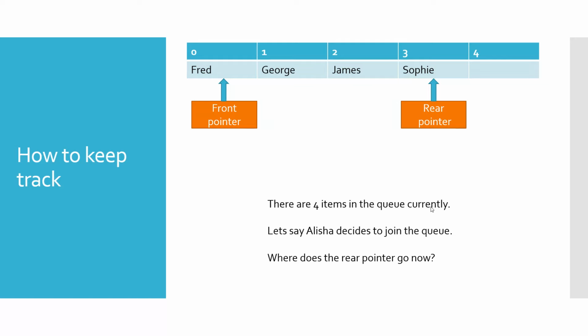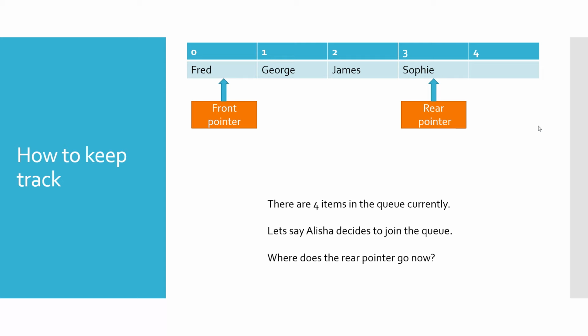So looking at this as an example, we're going to use just a standard kind of array/list concept here. So I'm going to be doing some programming in lists in the next video, but you can use an array also. But looking at this concept here, we know that we have our index positions, and there are a number of people already in this queue for the bus. Okay, Fred was the first to join, followed by George, James, and Sophie.